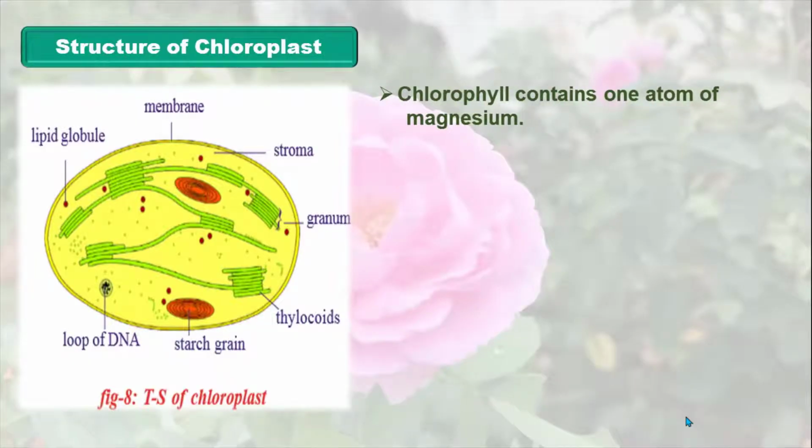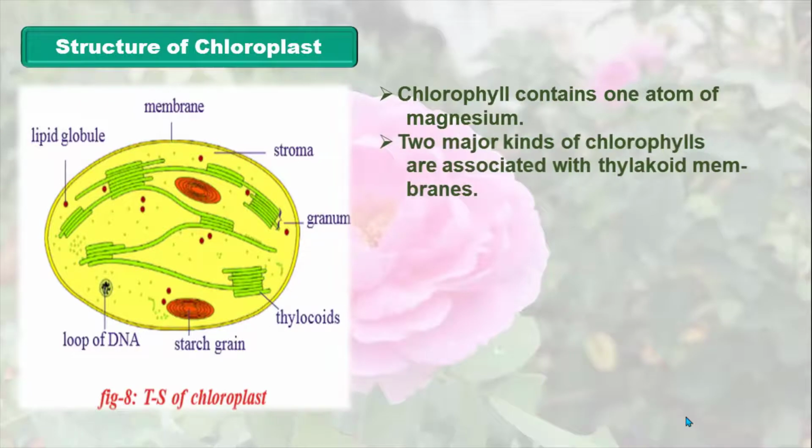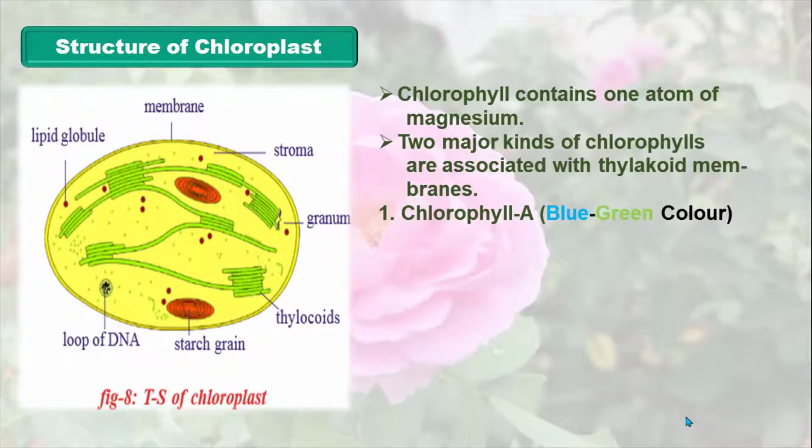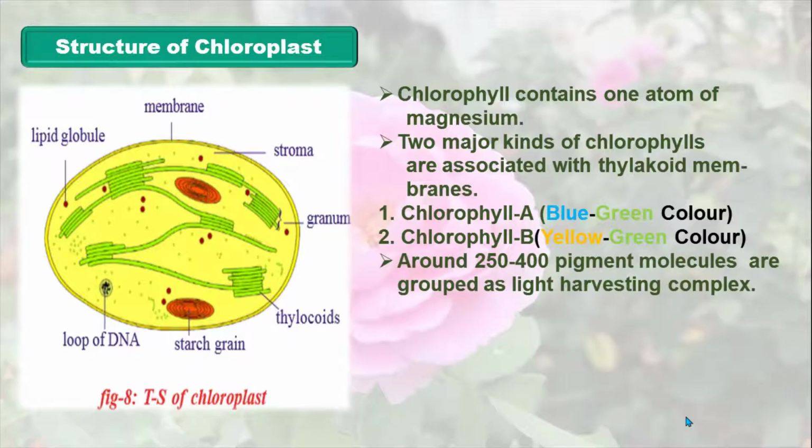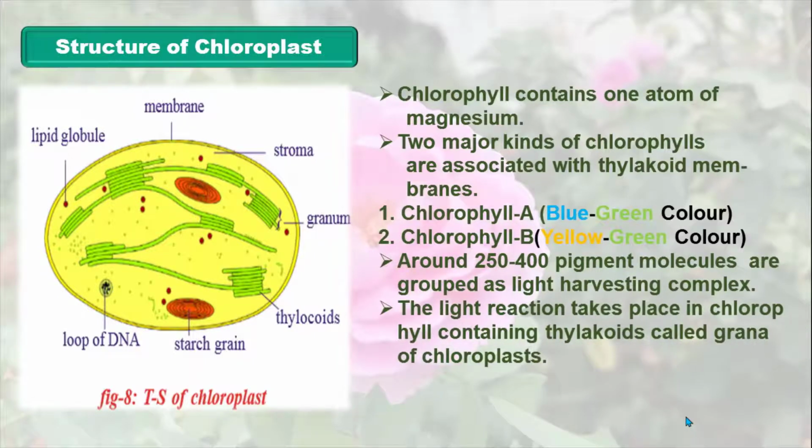Chlorophyll contains one atom of magnesium. Two major kinds of chlorophylls are associated with the thylakoid membranes. One is chlorophyll A, it is blue-green in color. The second one is chlorophyll B, it is yellow-green in color. Around 250 to 400 pigment molecules are grouped as a light harvesting complex. The light reaction takes place in chlorophyll containing thylakoids called grana of chloroplast. Dark reaction takes place in stroma.